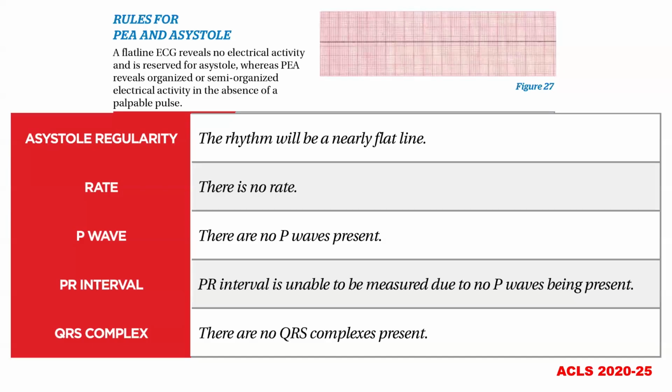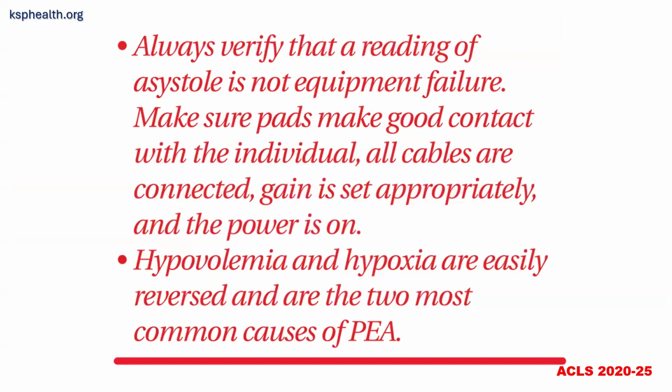The other group is just flatline, asystole. There's no rate, no P waves, no PR interval, no QRS complex. Always verify the reading of asystole is not equipment failure. Make sure pads make good contact with the individual, all cables are connected, gain is set appropriately, and the power is on. It's very important before you call it asystole.